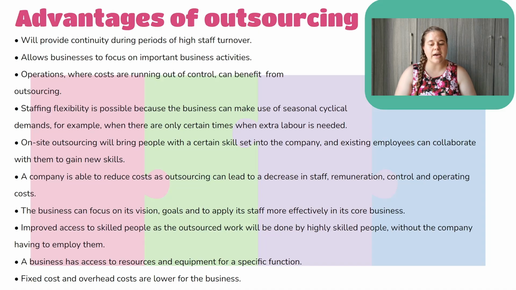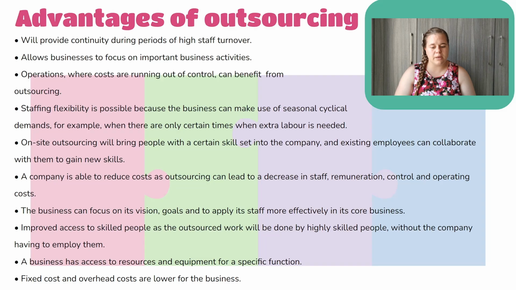Operations where costs are running out of control can benefit from outsourcing. Staffing flexibility is possible because the business can make use of seasonal and cyclical demands. So, for example, there are certain times when we need extra labor. So maybe we need a few extra salespeople. Then we can outsource it just for that period. But then when we don't need salespeople, we can obviously stop doing business with them. We don't have to terminate their contract and get rid of those staff members because remember, we're using the company as a service.